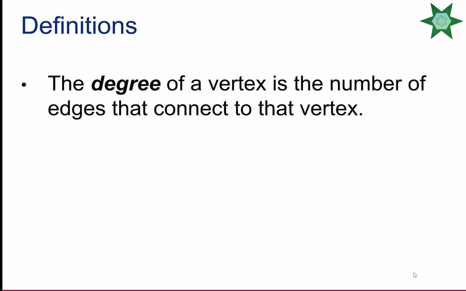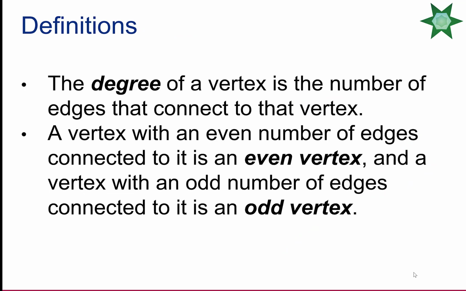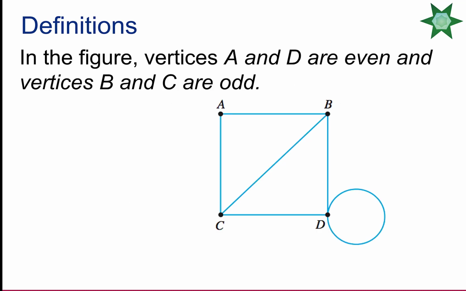The degree of a vertex is the number of edges that connect to the vertex. A vertex with an even number of edges connected to it is an even vertex, and a vertex with an odd number of edges is an odd vertex. In this figure, vertices A and D are even. A has 2 edges connecting to it, and D actually has 4. A loop counts twice because there's an edge connecting this way and an edge connecting that way. And B and C are odd.